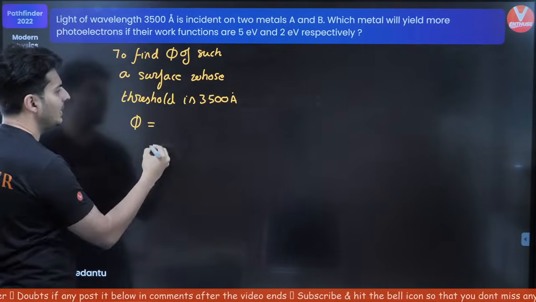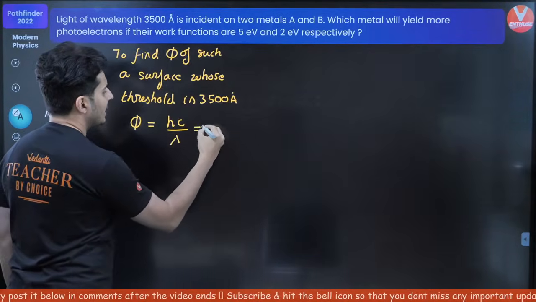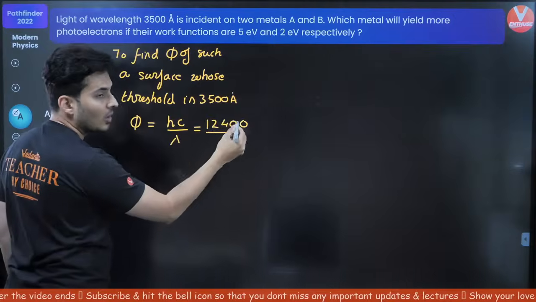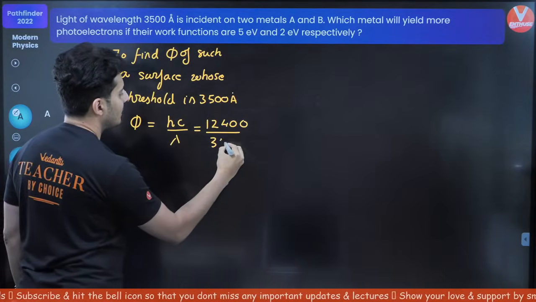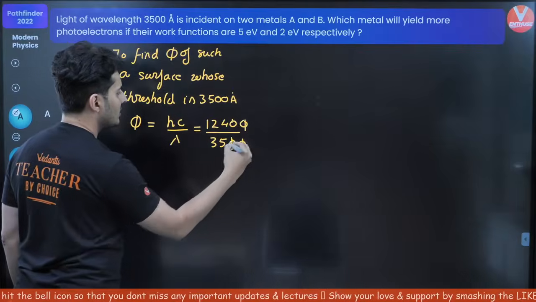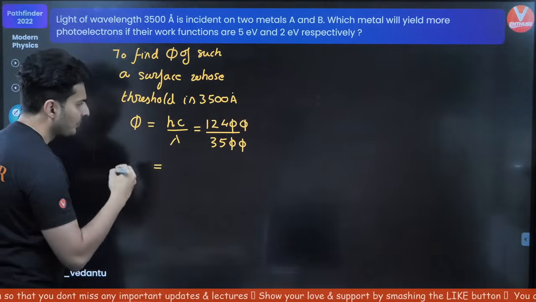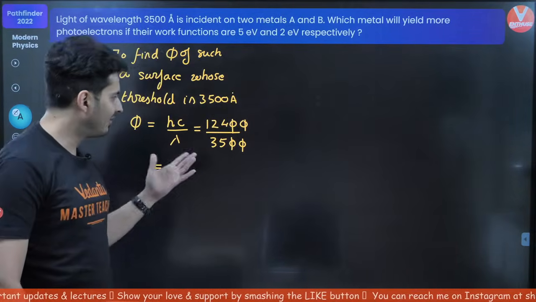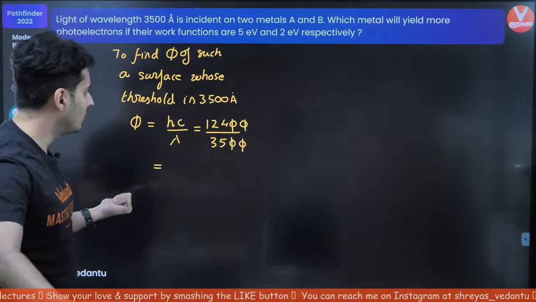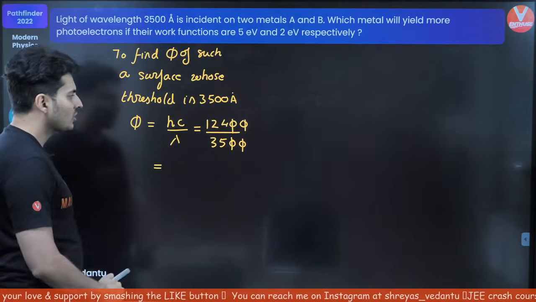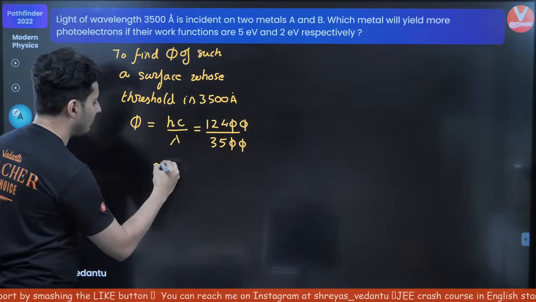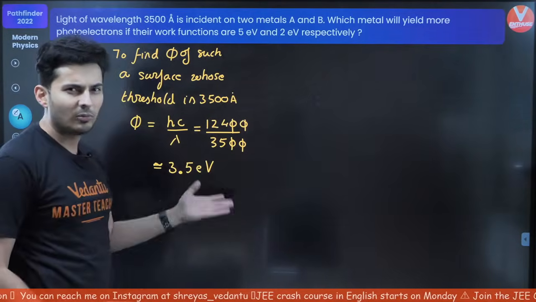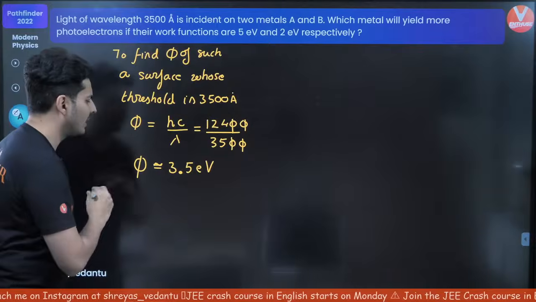It's not that difficult. So that phi will be hc by lambda, which I can also write as 1240. But if it is in Angstrom, put 2 zeros after 124. So this will become 3500. This 0, this 0, this 0, this 0 went off, and 35 and 124. So 35 threes are 105, 35 fours are 140. So between 105 and 140, that's basically around, roughly, I'm approximating it to be 3.5 electron volt, give or take. I just need the rough values, I don't need the exact values.